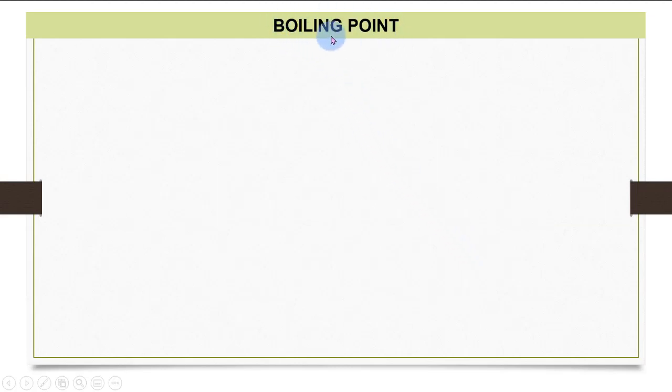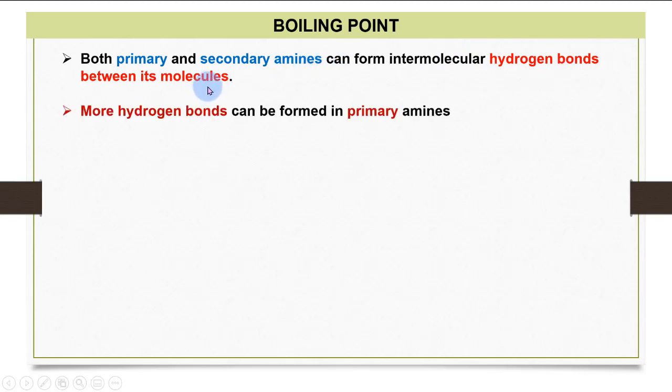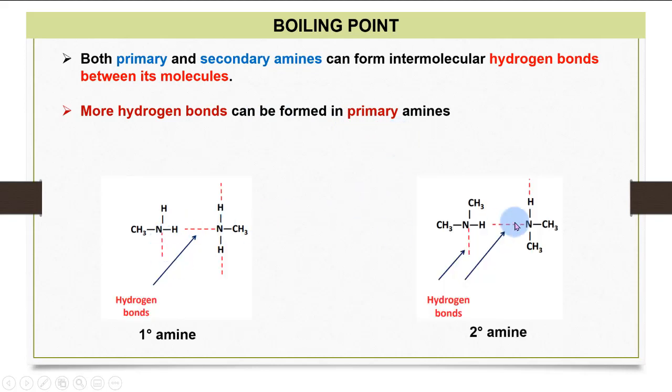So recall that boiling point relates to the type and strength of intermolecular forces between the molecules. For amines, both primary and secondary amines can form intermolecular hydrogen bonds between their molecules. So more hydrogen bonds can be formed in these primary amines. Let's look at the structures of these primary and secondary amines.